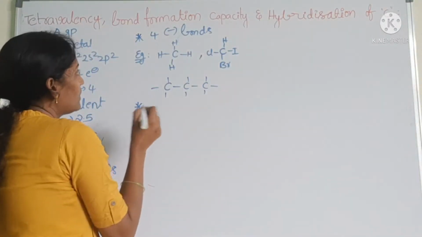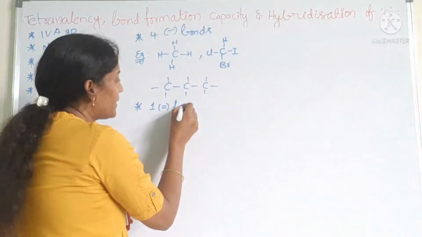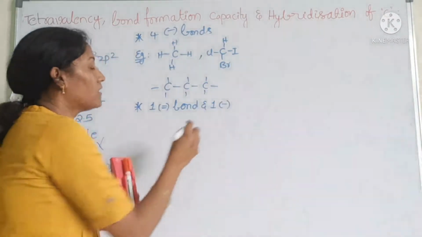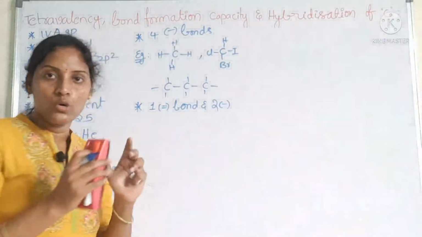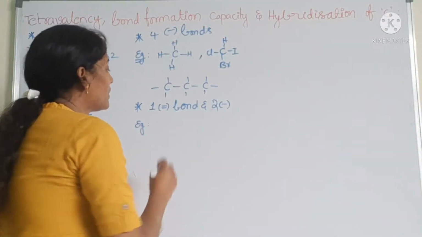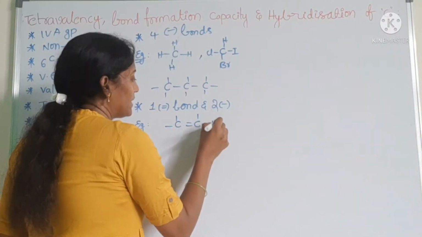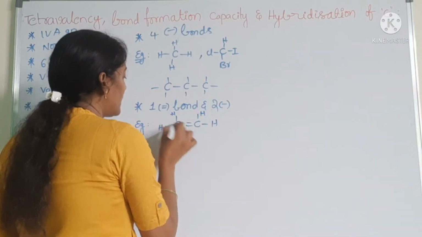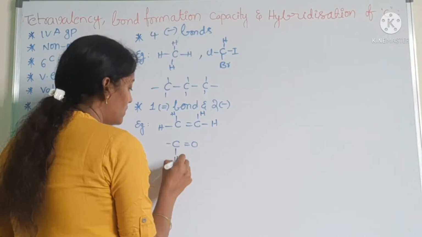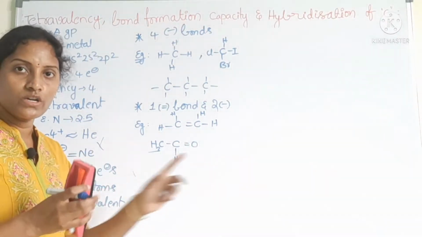Coming to another one, carbon can form one double bond and two single covalent bonds with other atoms. See here, for example, C double bond C with H H. This is one example. You can take another one, C double bond O with H and CH3. See here, this one also is possible.